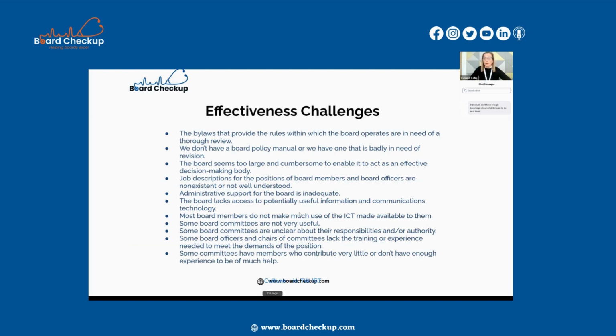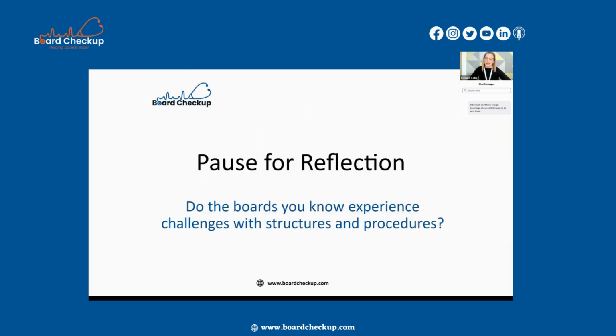These are the challenges that we've identified that are assessed in the checkup. And you can see that they span everything from the bylaws to the policy manual to the size of the board, to those job descriptions, admin support, access to tools and technology to facilitate the work, and a lot of questions about committees and chairs and contribution. So these are the challenges. And do you think we've missed any in here? And I'm going to share with you what the thousands of board members have indicated in terms of which are most salient. Any that we've missed, do you think?